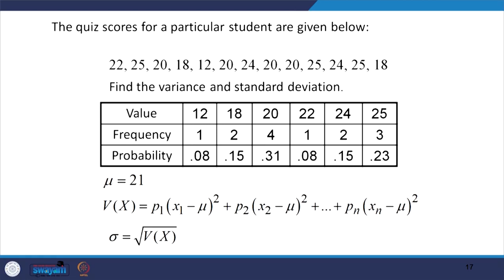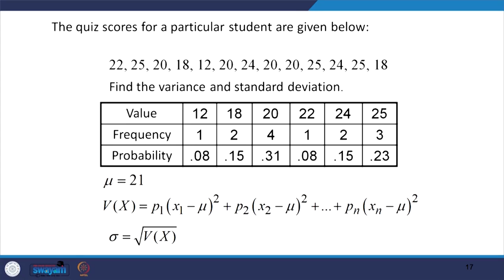Before finding the standard deviation, first you have to find the mean, because the mean is required. If you add them and divide by the number of elements, you will get 21. For example, first we will construct a frequency distribution. You see 12 is repeated 1 time, 18 is repeated 2 times, 20 is repeated 4 times, and 25 is repeated 3 times.